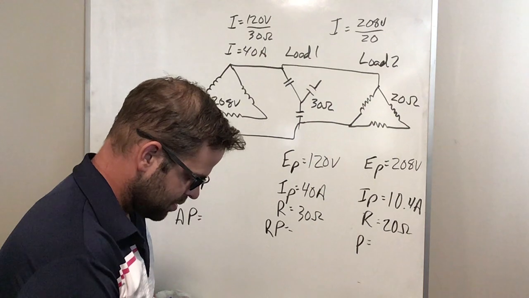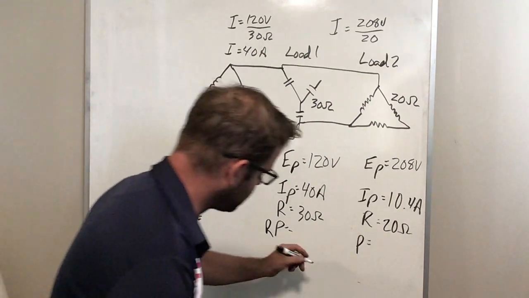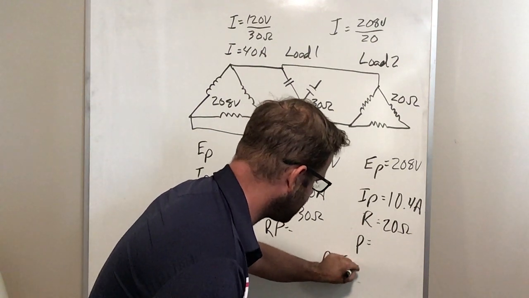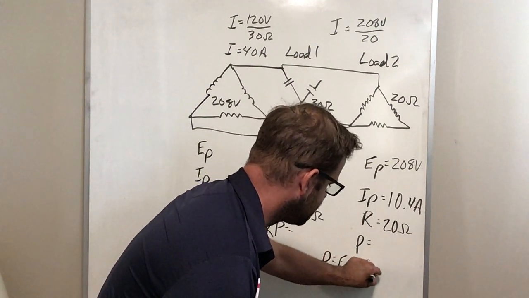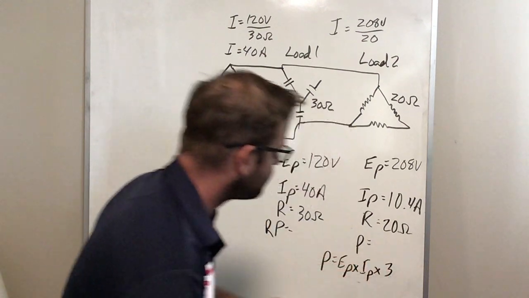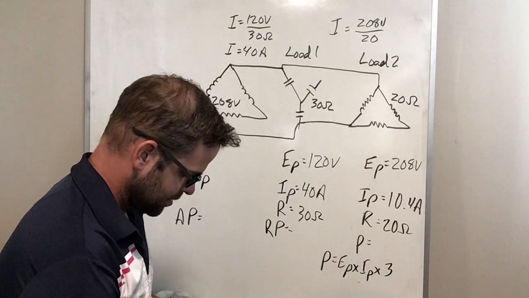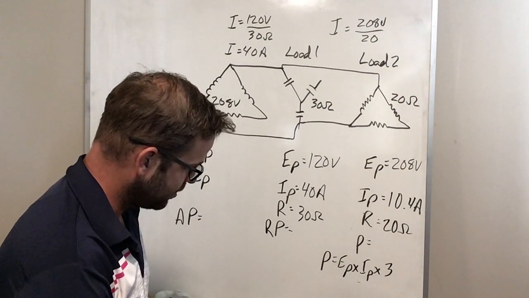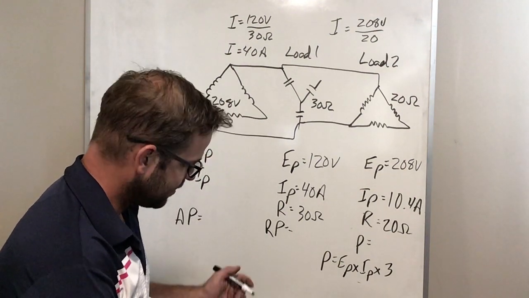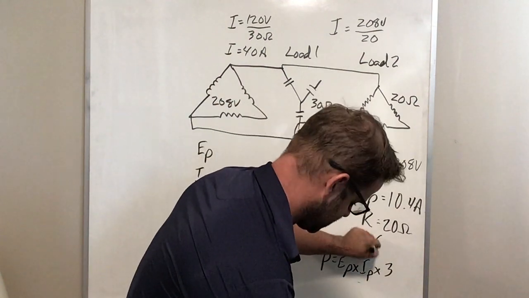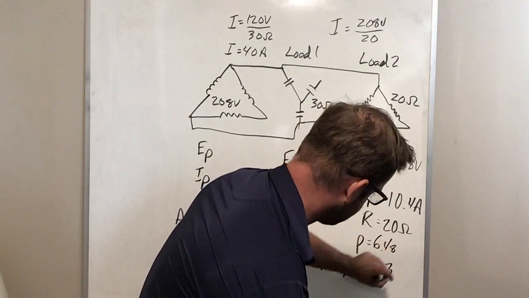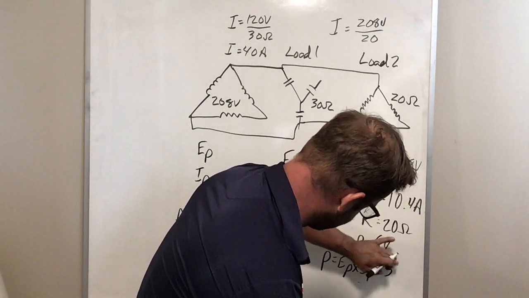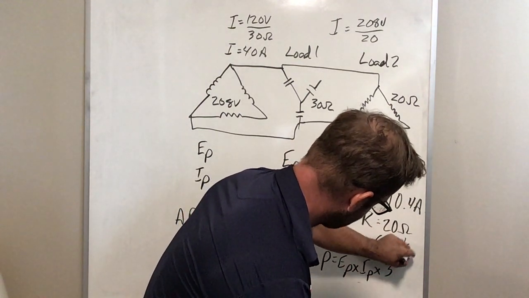Resistive power, when we go to look at this, we know that P is equal to E phase times I phase times 3. 208 volts times 10.4 times 3 gives us a value of 6.48. Actually, that would round up to 6.49 kilowatts.